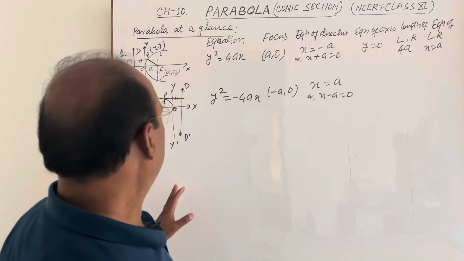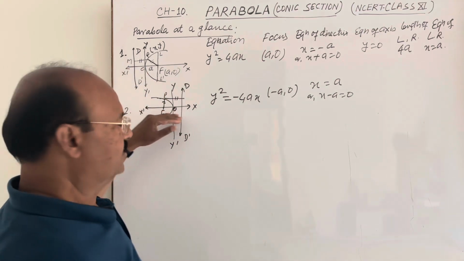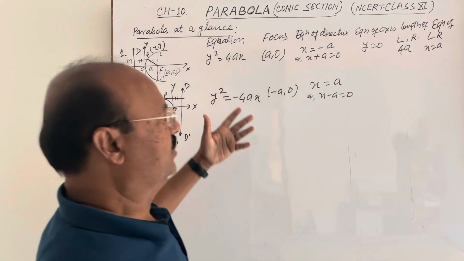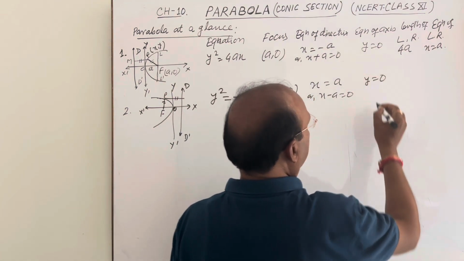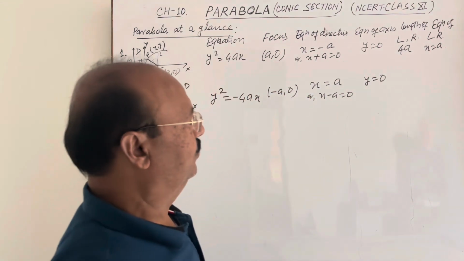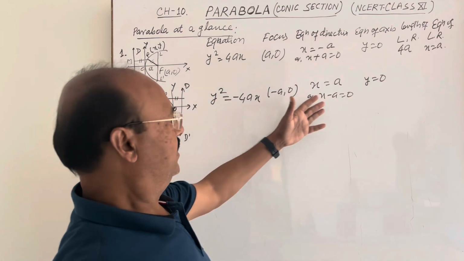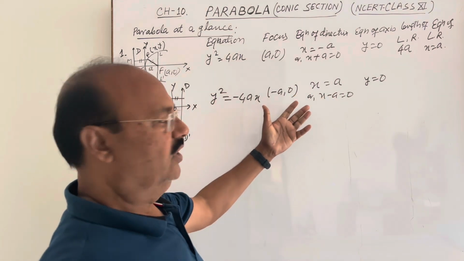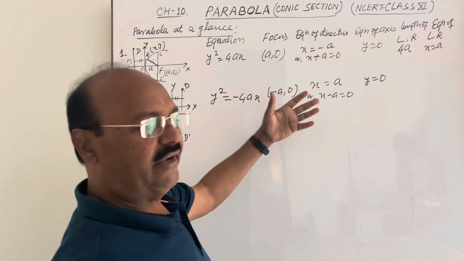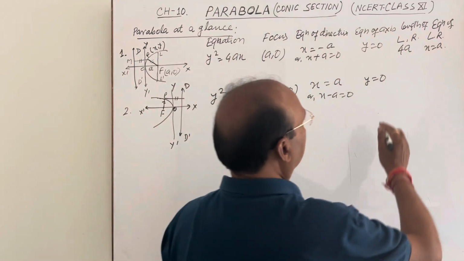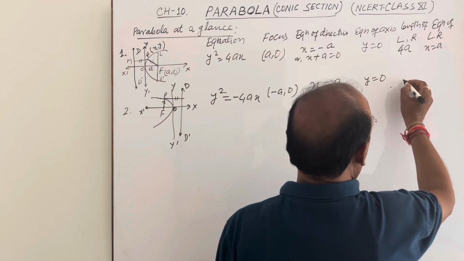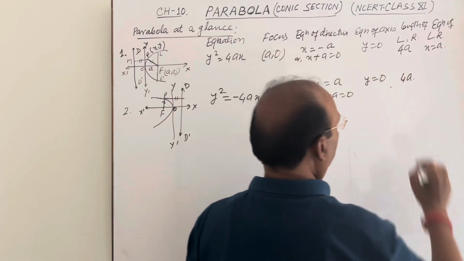And equation of axis will remain same. So equation of axis is x-axis. So equation of axis is y is equal to 0. And length of latus rectum will remain same. This minus will not affect because length is positive value always. So length of latus rectum is 4a.